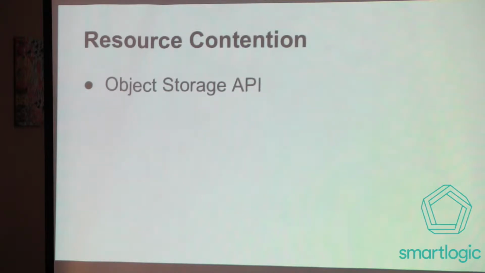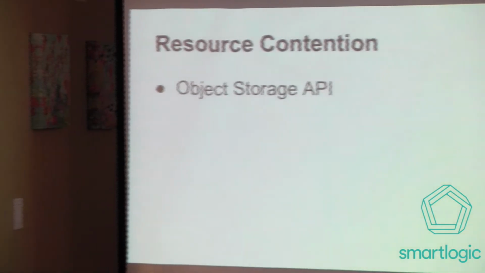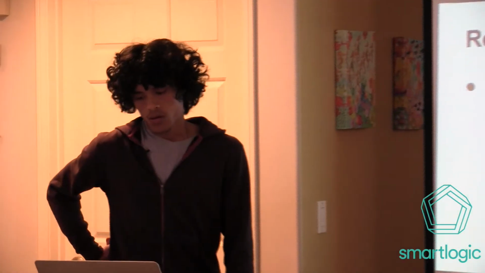Resource contention. This was not something that I ran into because I'm the only person using this app, but it's a concern because, since we're using an object storage API, if multiple users or multiple clients have access to the same object, write access in particular, there's the potential that write operations are clobbering each other. So that's something to think about if you're going to try this out.